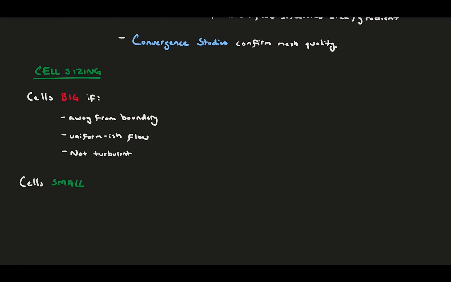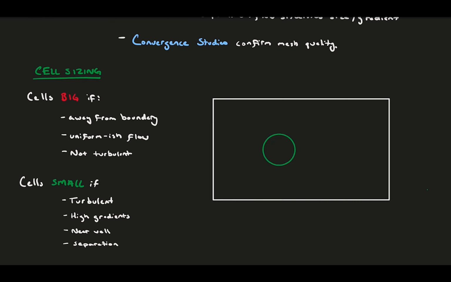However, if the flow is turbulent, you have high velocity gradients, you're near a wall, or there's separation locally, your cell size likely has to be pretty small. We can label in our diagram areas where we think we can get away with big cells and where we need cells to be smaller.